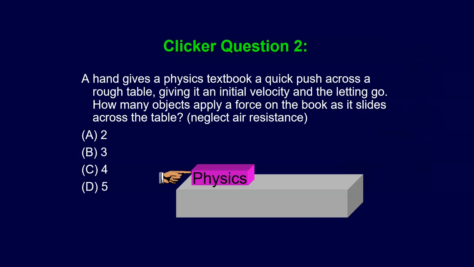Now let's look at another situation. This is similar, except in this case, a hand gives a physics textbook a quick push across a rough table, giving it initial velocity, and then it lets go. So how many objects apply a force on the book as it slides across the table?